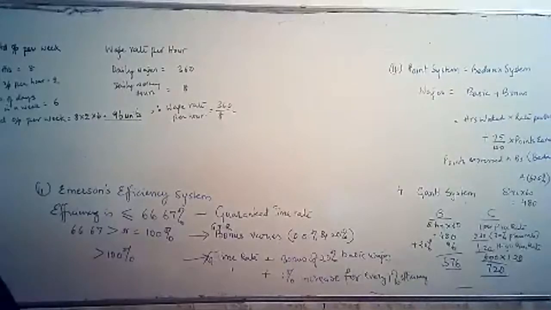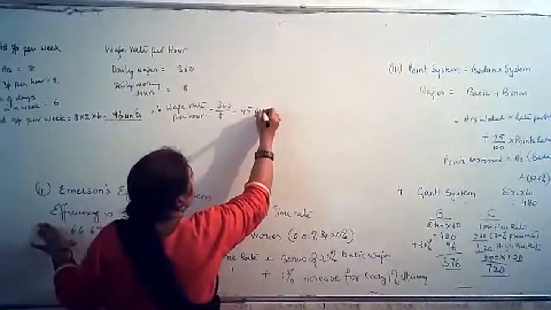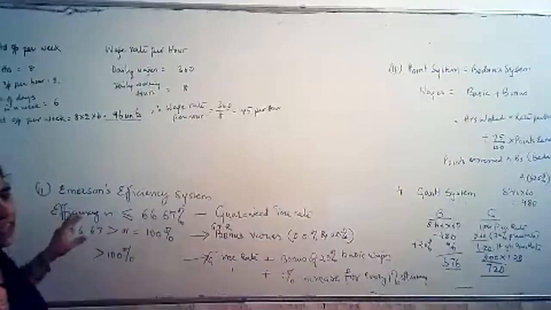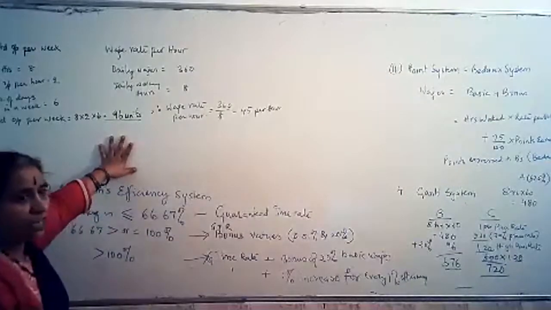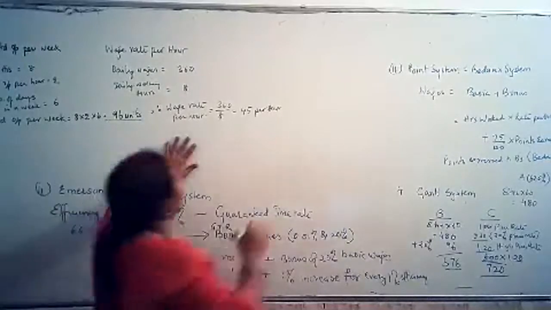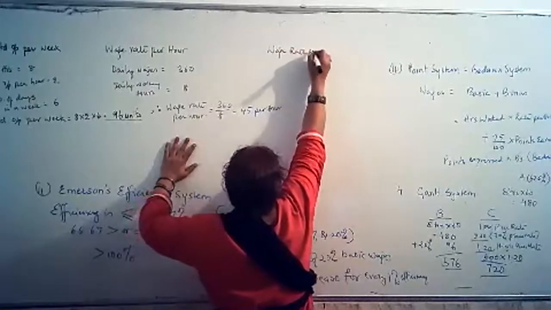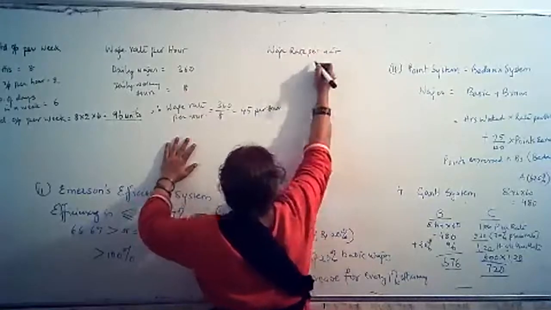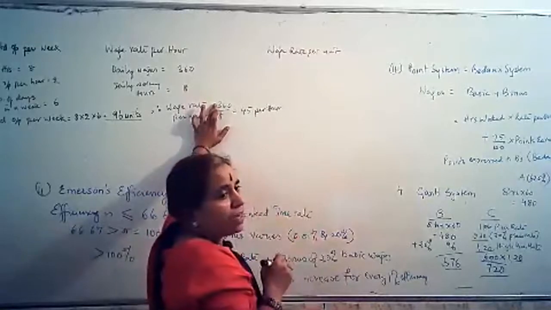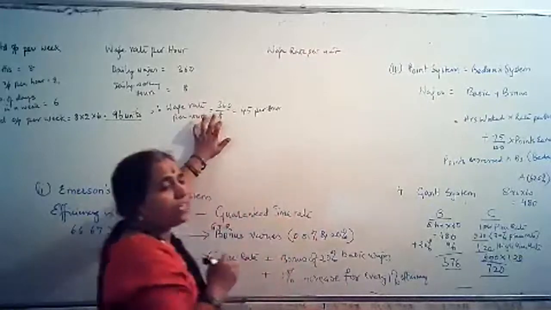360 divided by 8 hours will give me 45 rupees per hour. This is the second part of the calculation. Third one, we need to find out wage rate per unit. How do you calculate? First, you know how many hours you are working in a day, 8 hours, right? How many units will you manufacture?